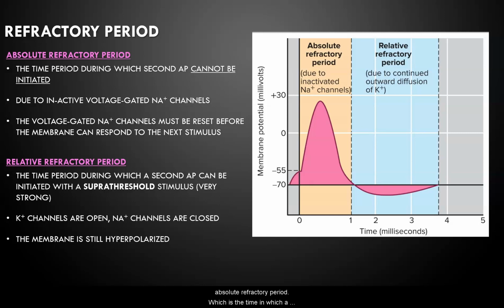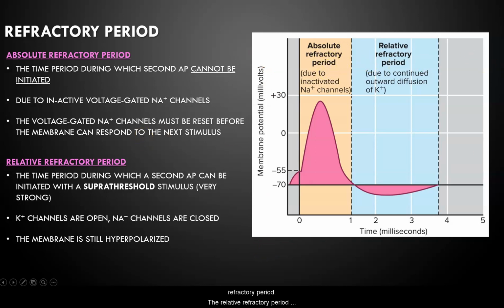The absolute refractory period, which is the time in which a second action potential just absolutely cannot be initiated. This is due to the fact that those voltage-gated sodium channels are inactive during this time when repolarization is occurring. They have to be reset before the membrane can then respond to the next stimulus. That's the absolute refractory. Then there is a relative refractory period.